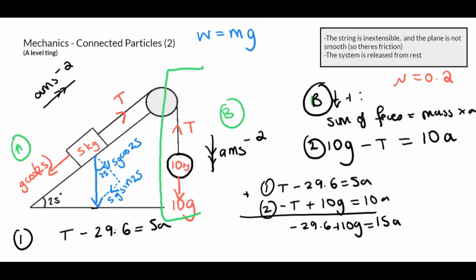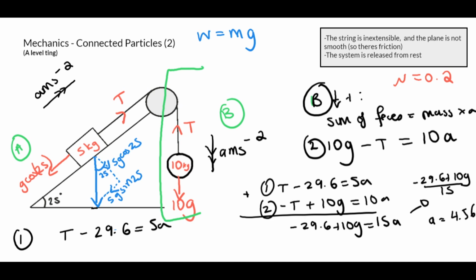What I'm going to do is divide both sides by 15. So minus 29.6 plus 10G, over 15, is going to be equal to A, because obviously we're trying to make A the subject. So in your calculator, you're going to put minus 29.6 plus 10 times 9.81, divide that by 15, and hopefully you should get A is equal to 4.56, okay? Calm little light work thing.